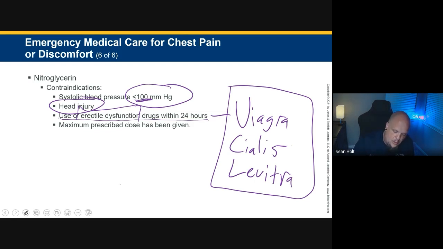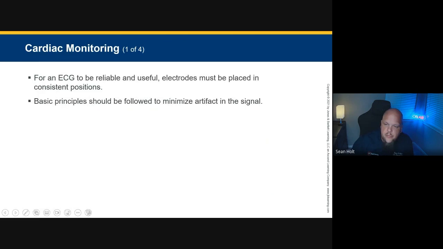So our big contraindications, remember, for nitro: don't give it if they're hypotensive. Don't give it if they have a head injury. Don't give it if they have taken Levitra, Cialis, or Viagra in the last 24 to 48 hours. You need to remember that stuff. I would write those down.